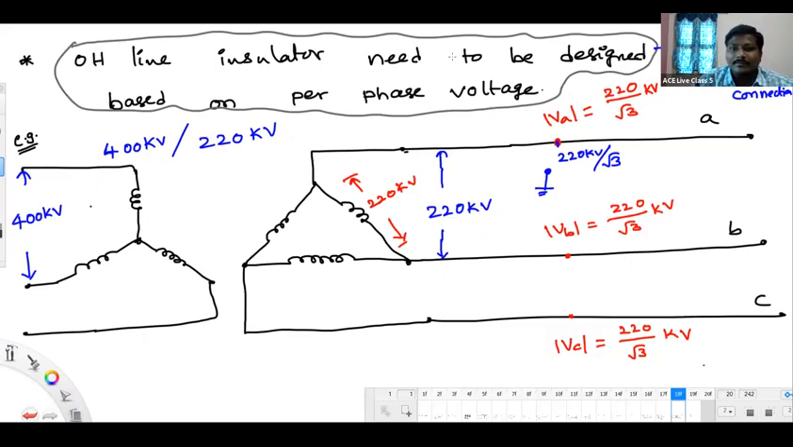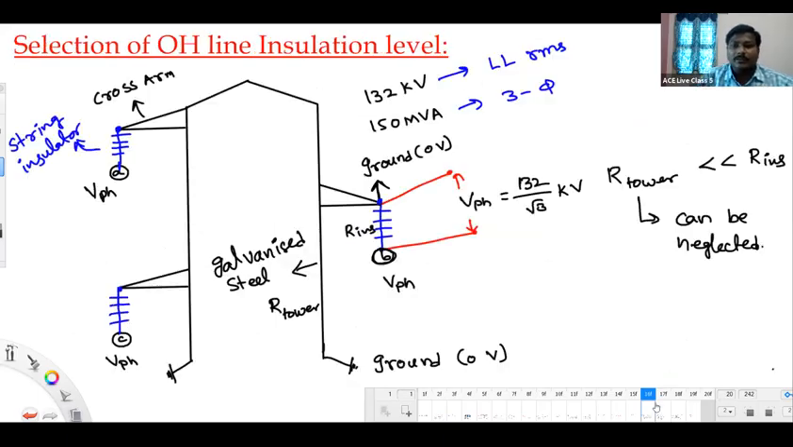So I'm moving ahead. Can I move ahead? Let me come back to the diagram we were discussing.